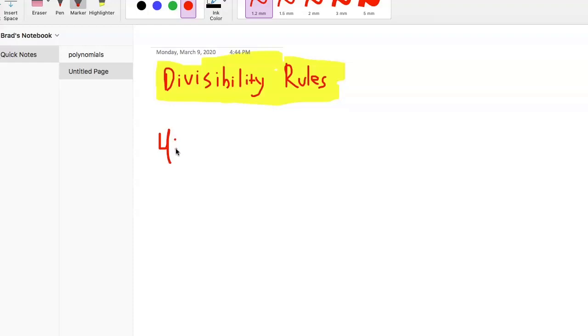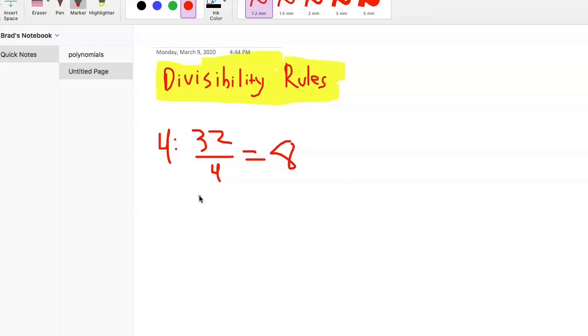Okay, so with 4s, you take the last 2 digits and you divide by 4. So let's start with an easier one, right? If I have 32 here, there's only 2 digits in the top number, divided by 4, that equals 8. Right? 8 times 4 is 32. 32 divided by 4 is 8.